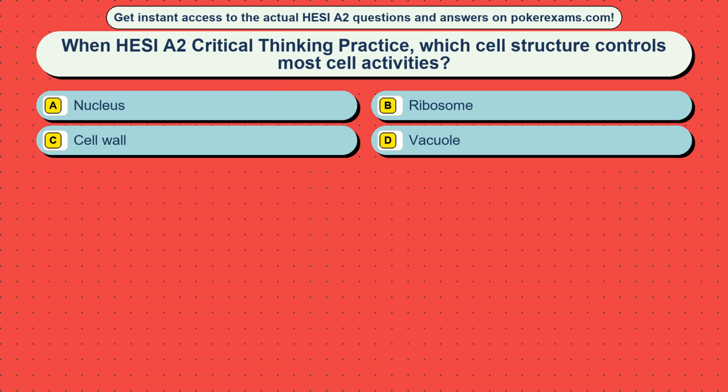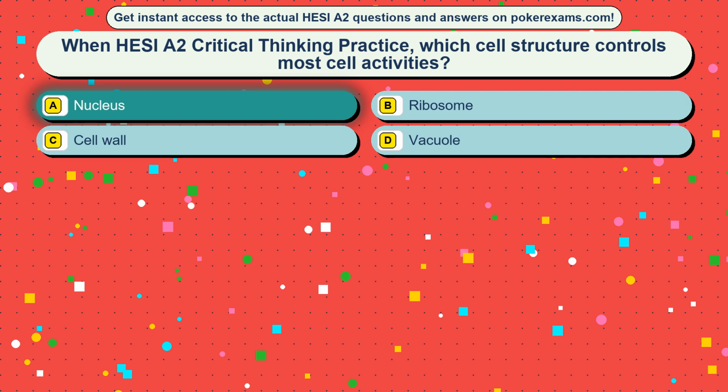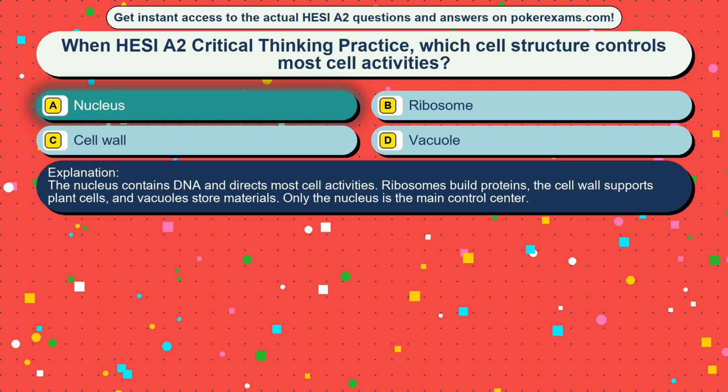Question 49. When HESI A2 critical thinking practice, which cell structure controls most cell activities? Option A, nucleus. Option B, ribosome. Option C, cell wall. Option D, vacuole. The correct answer is option A, nucleus. The nucleus contains DNA and directs most cell activities. Ribosomes build proteins, the cell wall supports plant cells, and vacuoles store materials. Only the nucleus is the main control center.